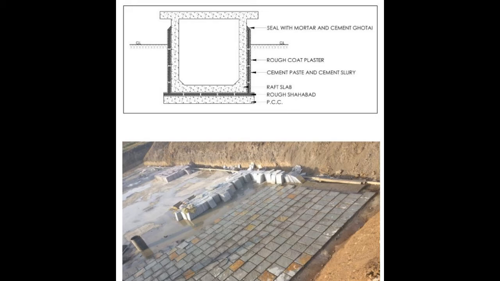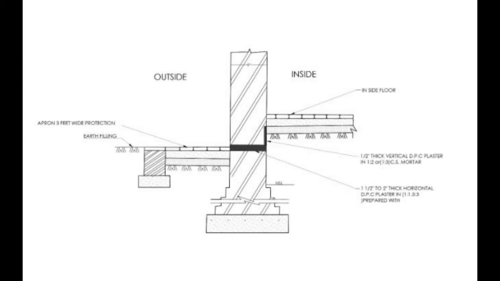So if we see further, then in the plinth level damp proofing, now let us go to a little upper stage of the structure. At the plinth level, we know that the damp proof course, that is DPC, is a layer which restricts the capillary movement of the water through the walls and floor.